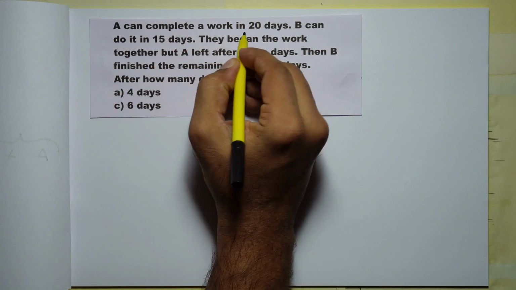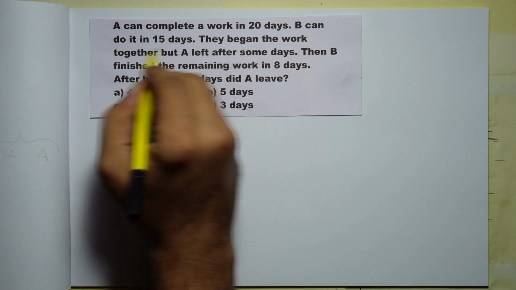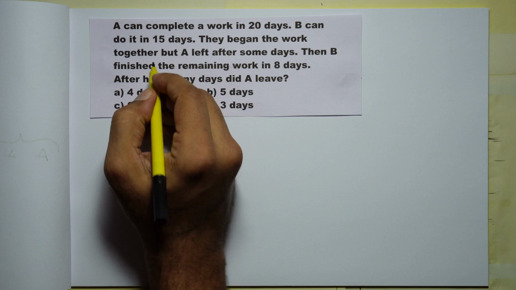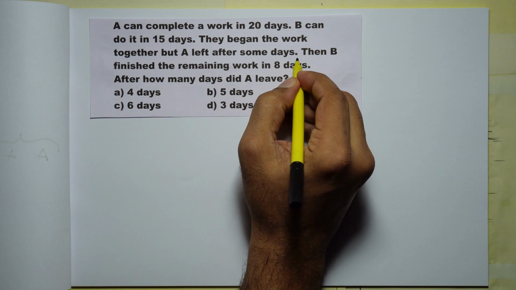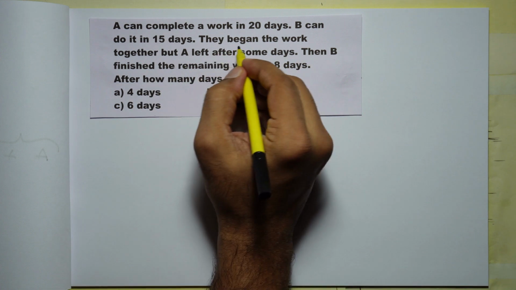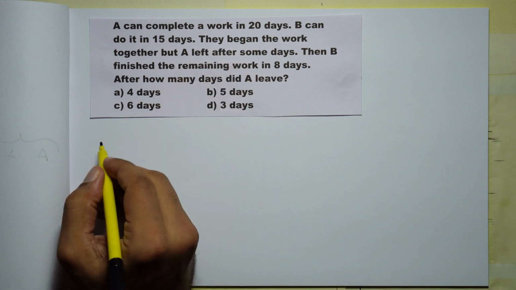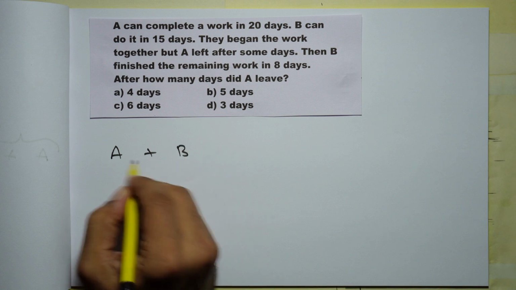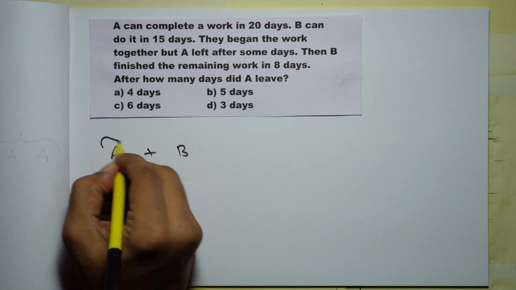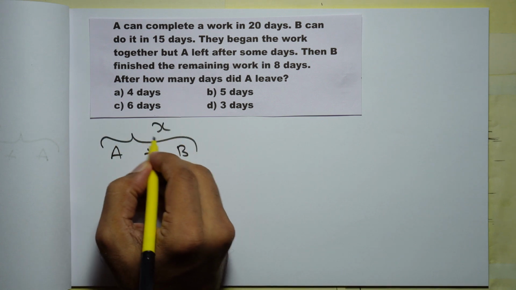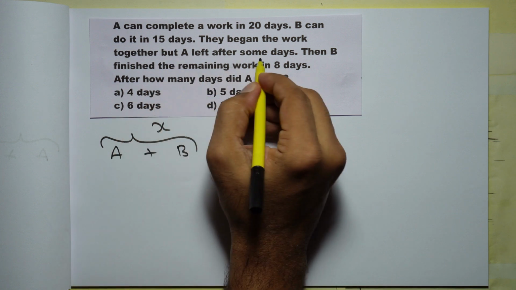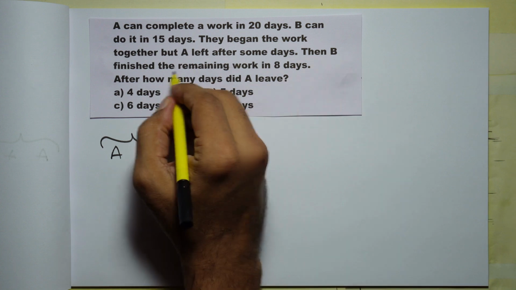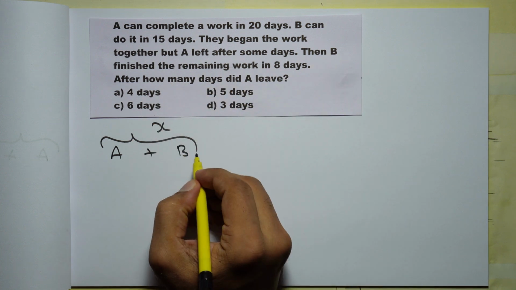A can complete a work in 20 days. B can do it in 15 days. They began the work together, but A left after some days. So we'll represent all that data. They began the work together, so initially A and B are working together. We will assume that they work together for X days, but A left after some days. So after X days, A left. Then B finished the remaining work in 8 days.